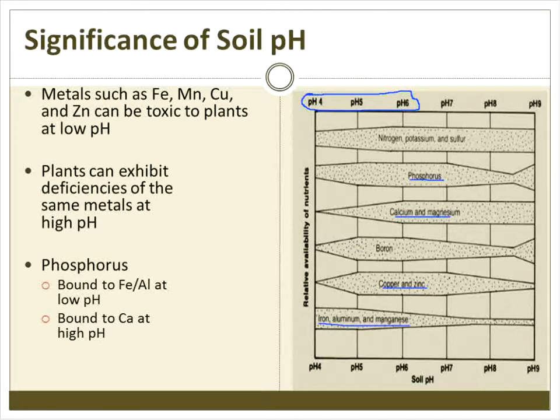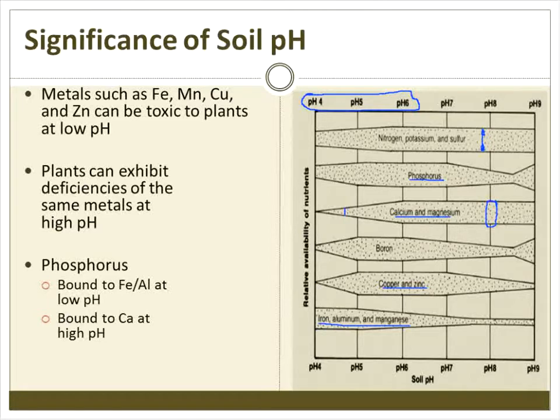So we have these different nutrients, and what I want you to think about is that the concentration of any one of these nutrients is described by the thickness of the line. So at pH 8, for example, the concentration of calcium and magnesium is much higher in the soil than it is down here at pH 4.5, 4.75, somewhere around there. We can tell that by the thickness of this line.